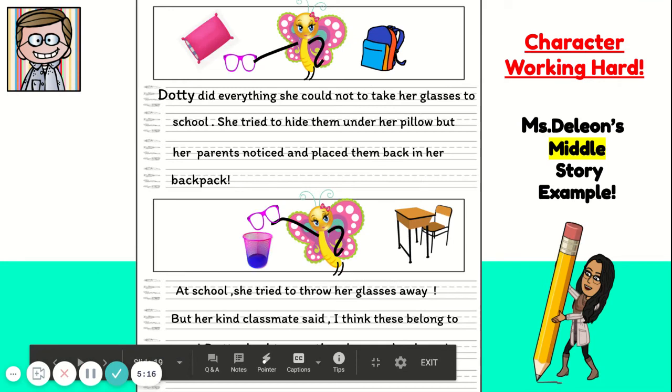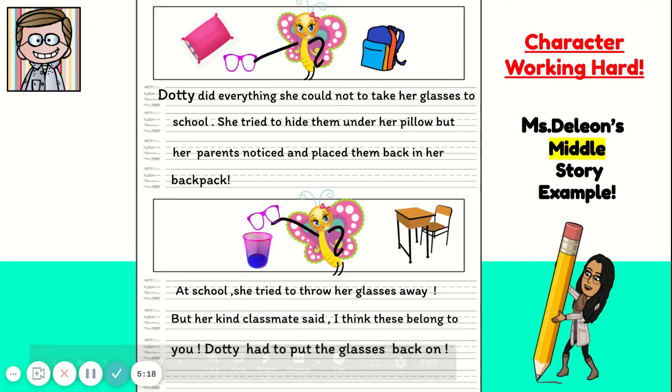Dottie did everything she could not to take her glasses to school. She tried to hide them under her pillow, but her parents noticed and placed them back in her backpack. At school, she tried to throw her glasses away, but her kind classmate said, "I think these belong to you." Dottie had to put the glasses back on.